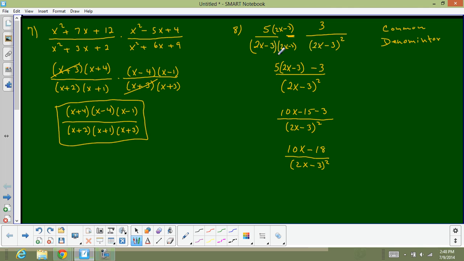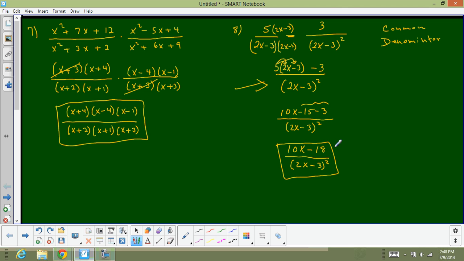Get the denominators the same by multiplying here by a 2x minus 3 so that you get your common denominator of 2x minus 3 squared. Do that same thing to the numerator. Perform your distributive property right here, and that gives you 10x minus 15. Combine the minus 15 and the minus 3 to get minus 18. There's your final answer.